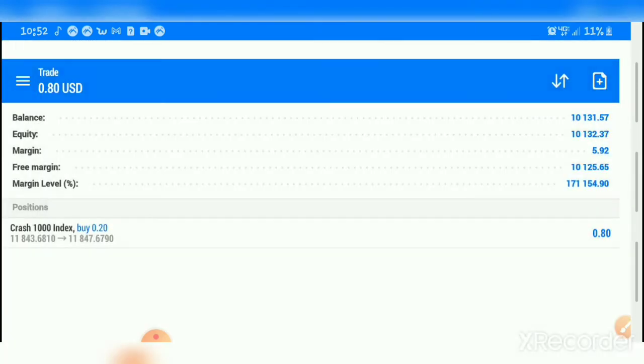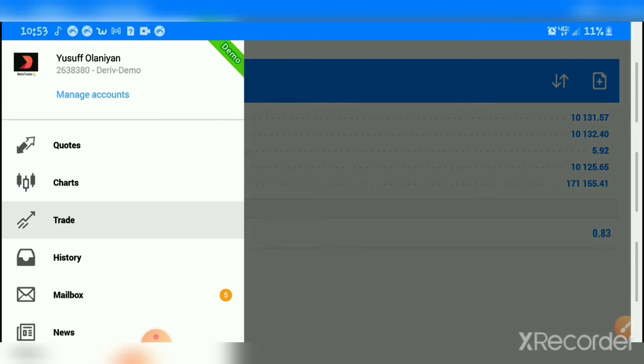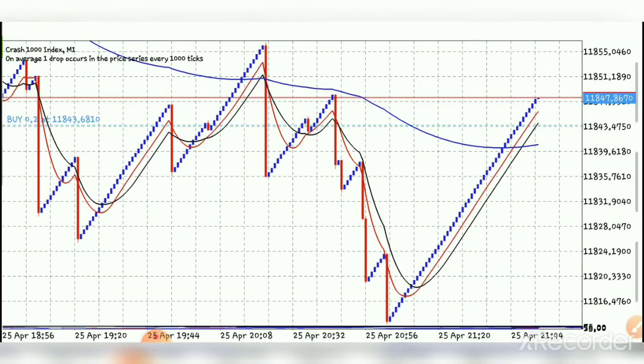You can see I'm currently seeing like 80 cents on it because I'm using the lowest lot size. I don't mean I increased the lot size, or I'd have been seeing more than that. But let's just keep watching.